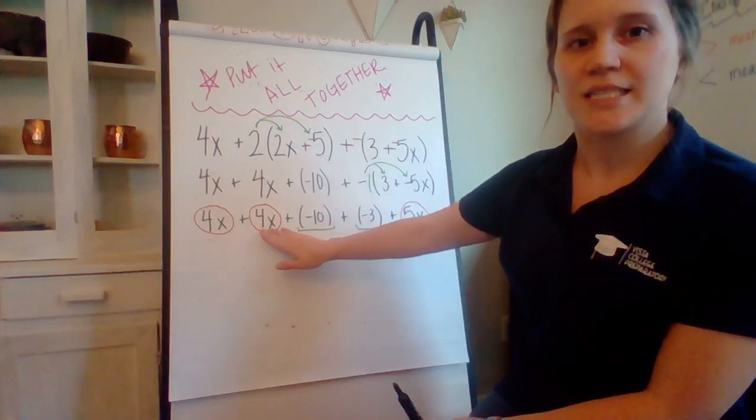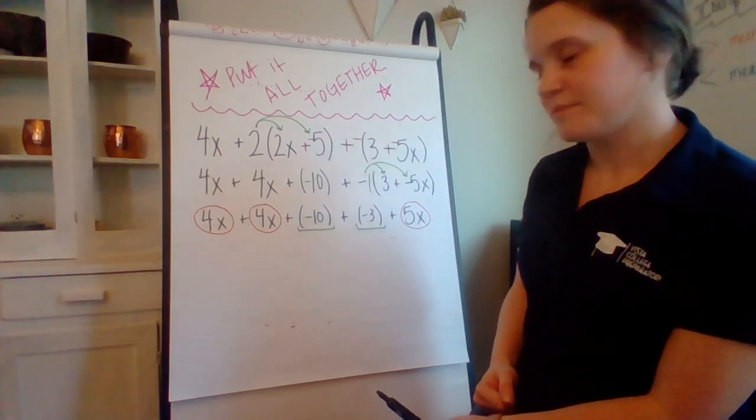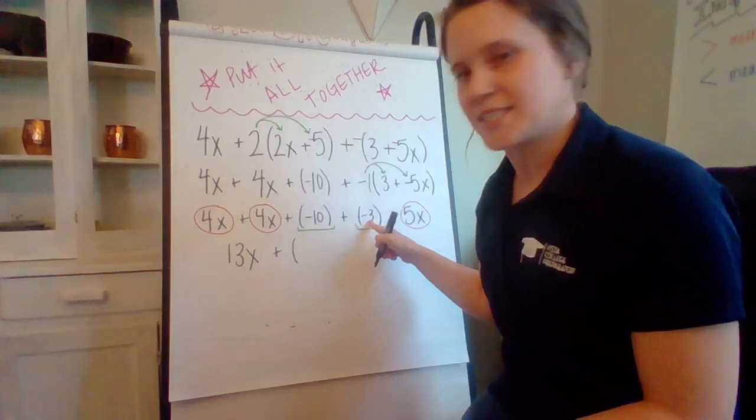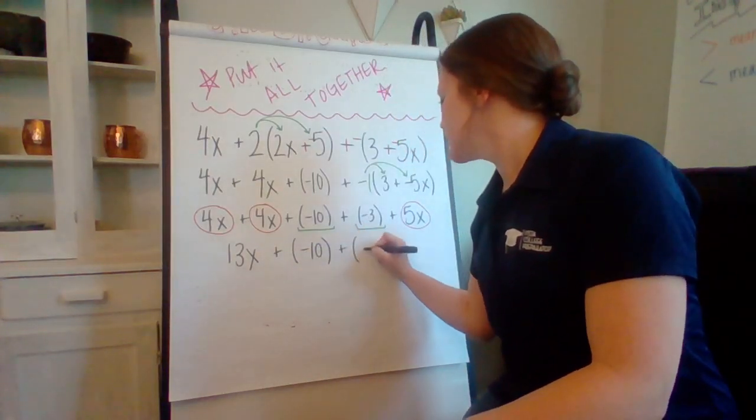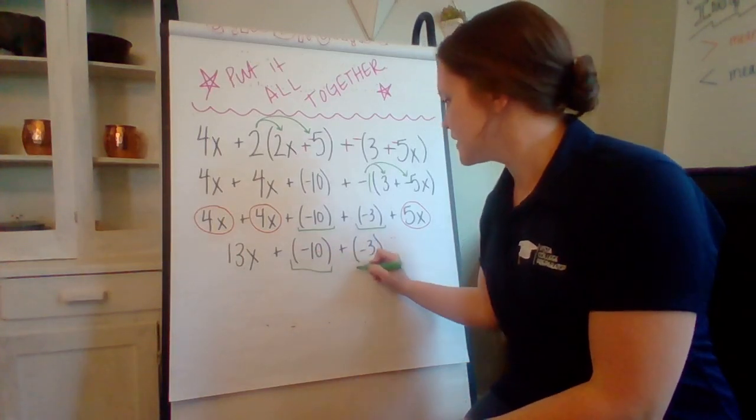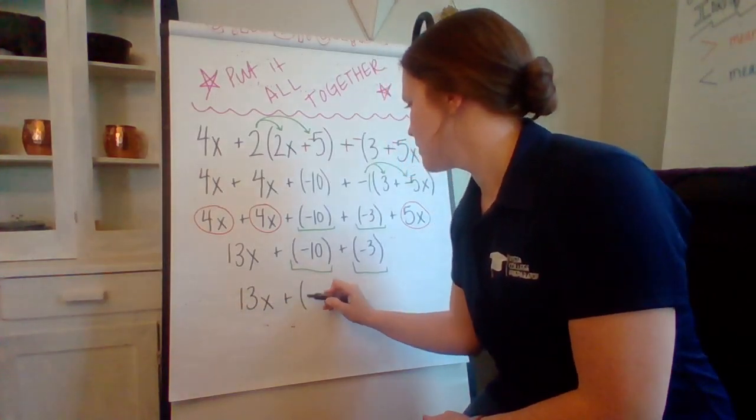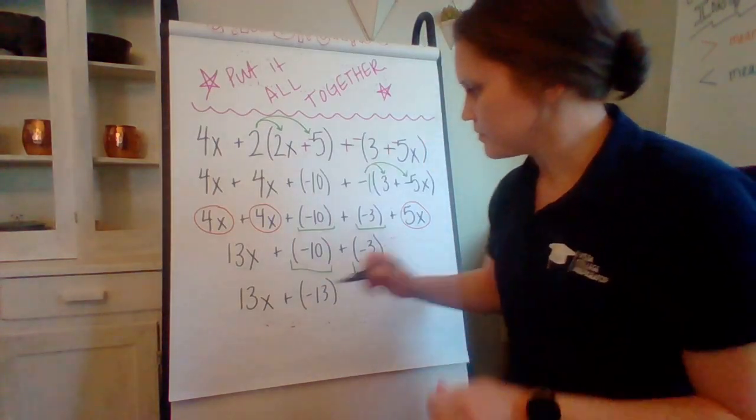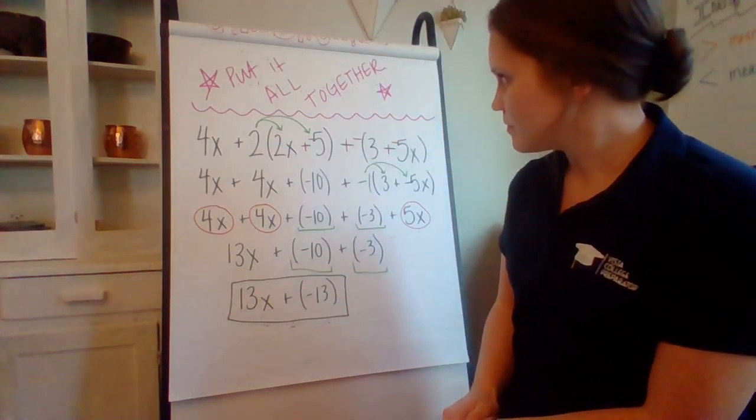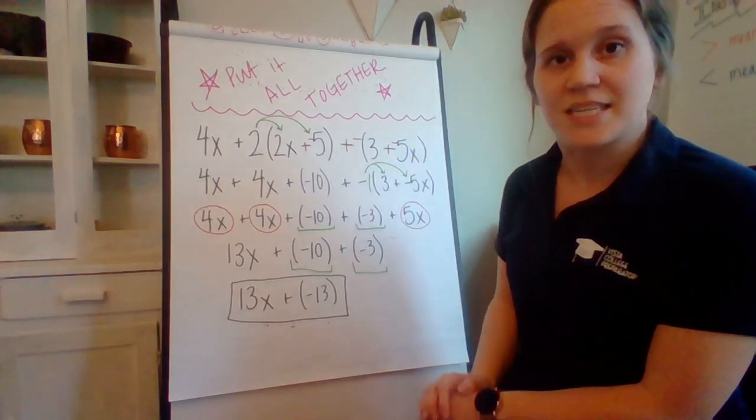So let's just add 4x's plus 4x's plus 5x's. How many x's is that? Did you get 13? That is 13x plus, and then I'm going to keep my two constant terms, negative 10 plus negative 3. Okay, now I'm just going to combine my constant terms. This looks like my last step. All right, so when I simplified this giant expression, I ended up getting 13x plus negative 13.